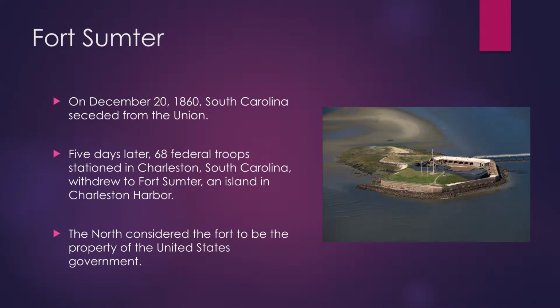On December 20th, 1860, South Carolina seceded from the Union. 5 days later, 68 federal troops stationed in Charleston, South Carolina, withdrew to Fort Sumter, an island in Charleston Harbor. The North considered the fort to be property of the United States government. The people of South Carolina, though, believed it belonged to the new Confederacy, which was just formed. 4 months later, the first engagement of the Civil War took place on this disputed soil.